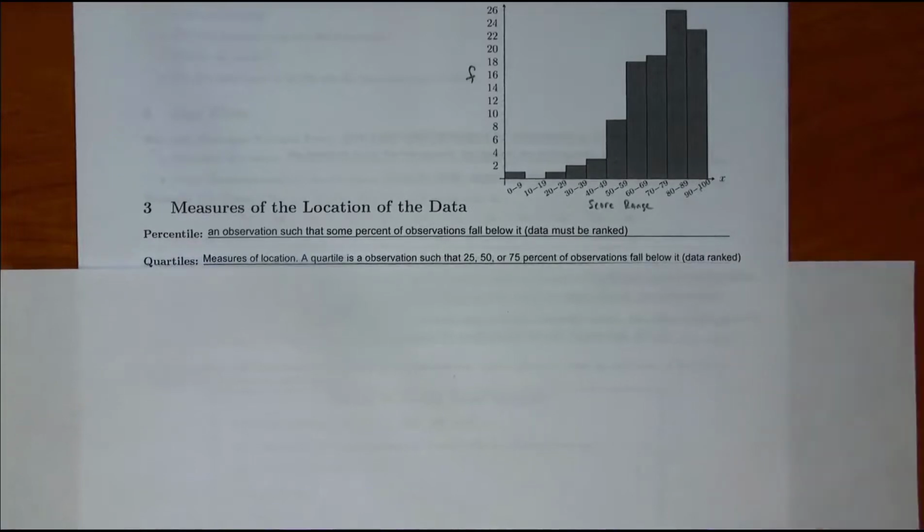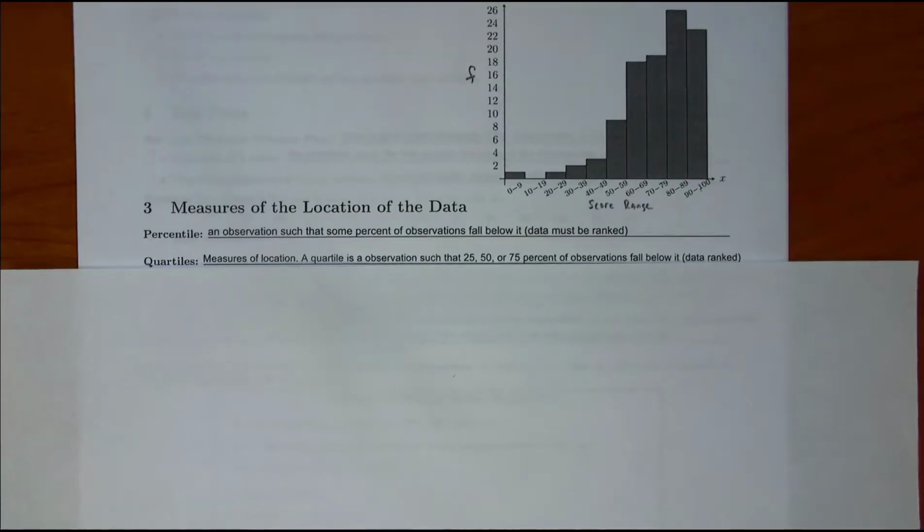These are called quartiles. Quartiles are basically specific percentiles. Percentiles can be first, second, third, fourth, fifth, and so on, up to 99. But quartiles are just three specific ones: the 25th percentile, the 50th percentile, and the 75th percentile. Those are what are called quartiles.